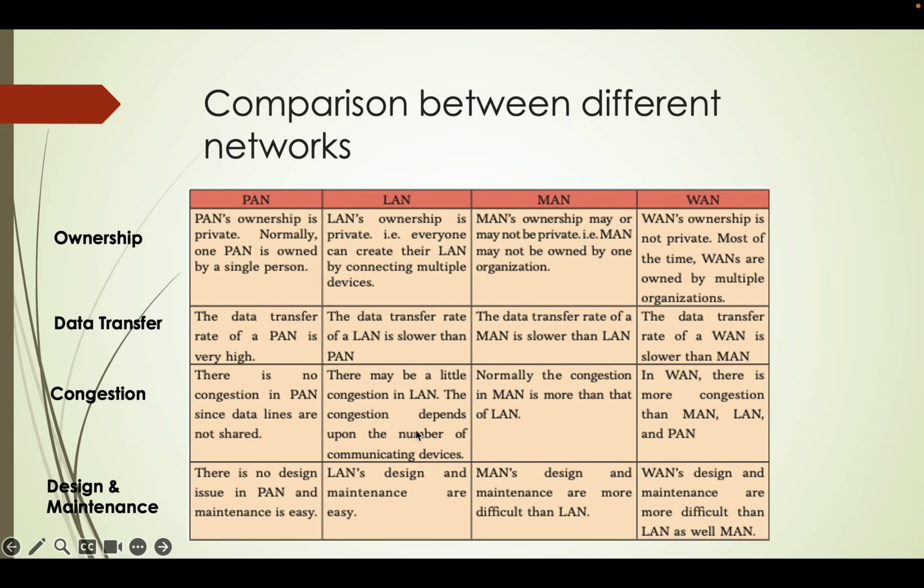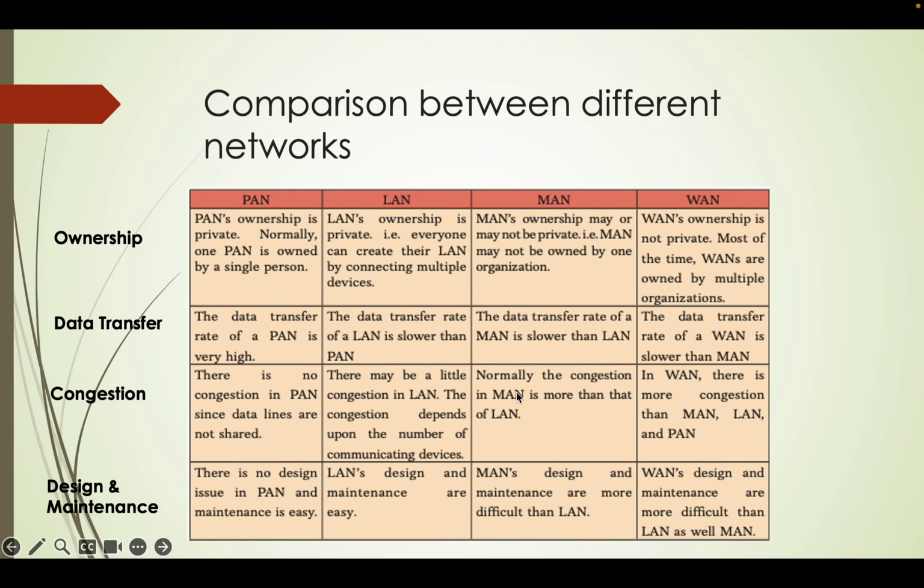There might be a little congestion in LAN. The congestion depends upon the number of communicating devices. So the more devices that you add within a LAN network, the greater would be the traffic. Okay, so the congestion means kind of traffic only.